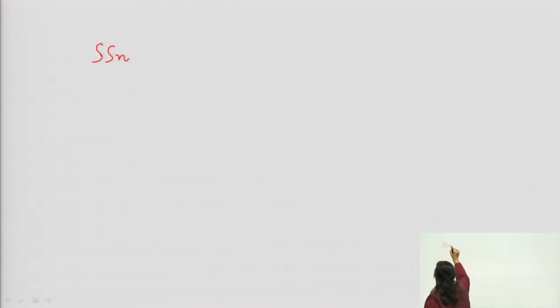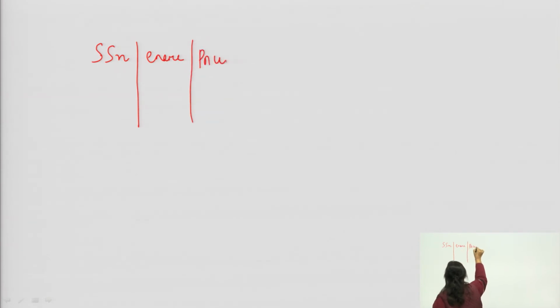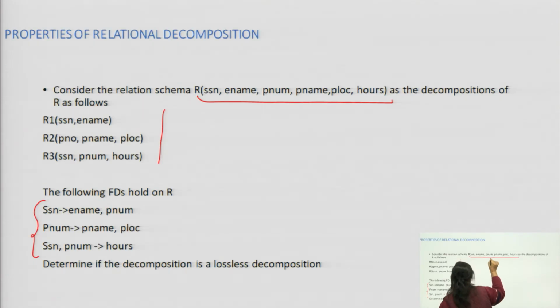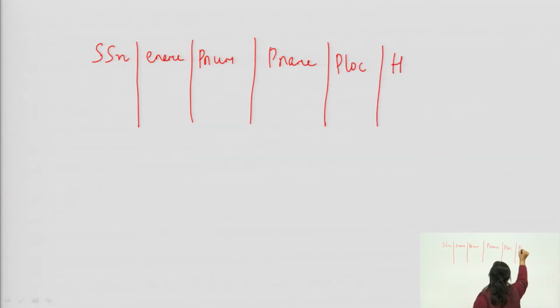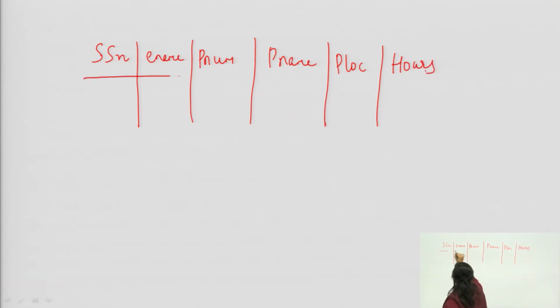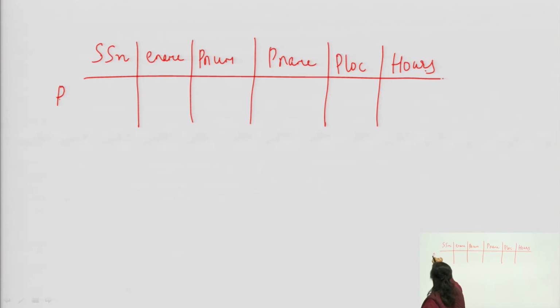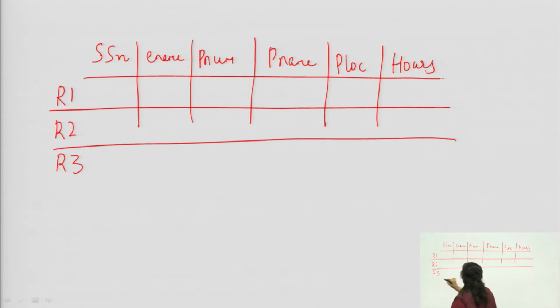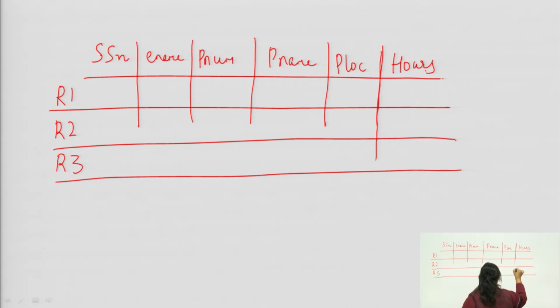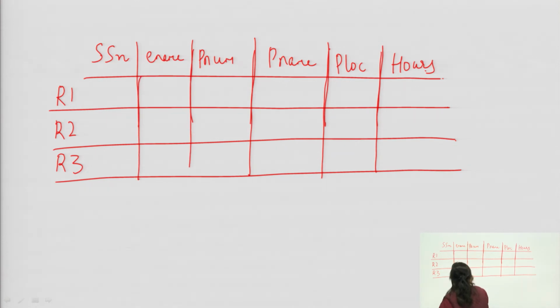I have SSN, ename, pnum, pname, plocation and Rs. The three decompositions that I have are R1, R2 and R3. So, we have the attributes from the original relation as the columns and the decompositions as the rows.